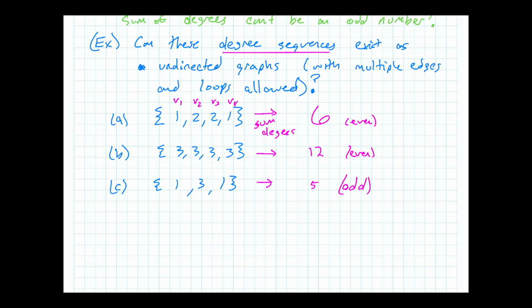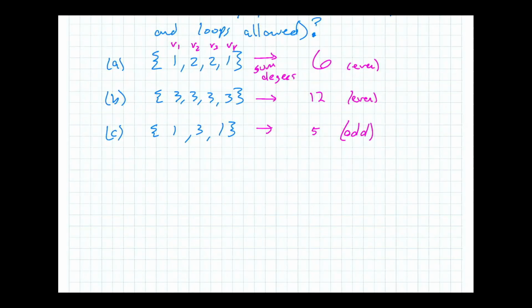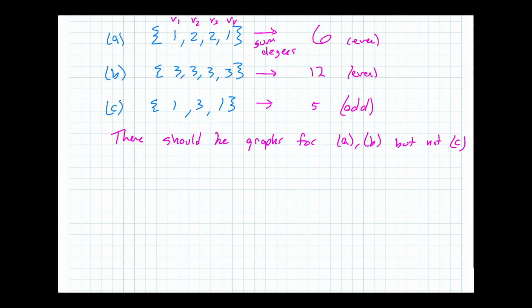Right? So what that tells you is that we should be able to draw graphs for A and B, but not for C. So there should be graphs for A and B, but not C. And if you go to try to draw these, you'll see that that's the case if we try to do it. So let's try it. So let's try to draw the graph for A.